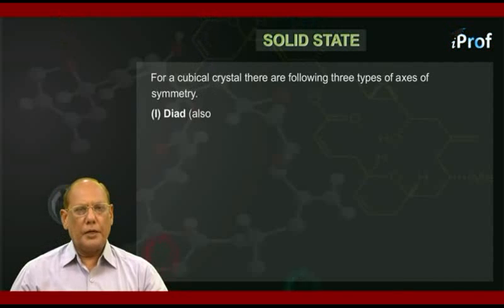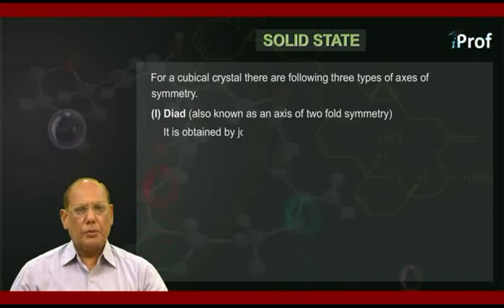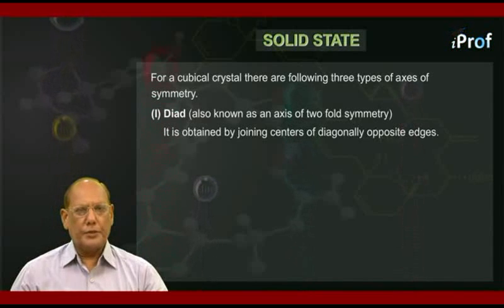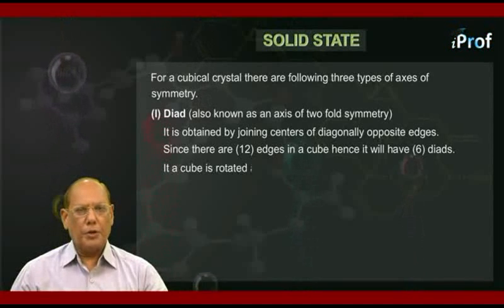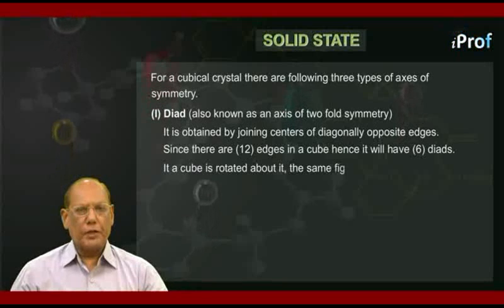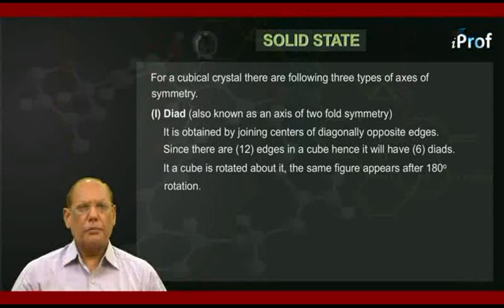First, dyad, also known as an axis of two-fold symmetry. It is obtained by joining centers of diagonally opposite edges. Since there are 12 edges in a cube, it will have 6 dyads. If a cube is rotated about it, the same figure appears after 180-degree rotation.